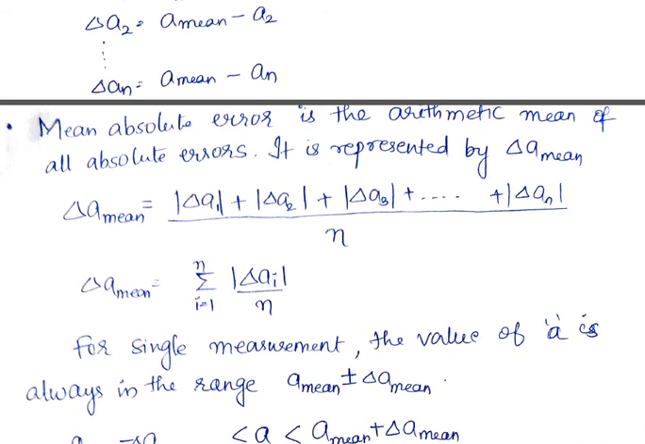For a single measurement, the value of a is always in the range of a mean plus or minus delta a mean. So a mean is what? The true value, what we are going to find.